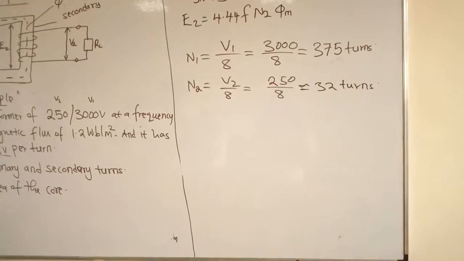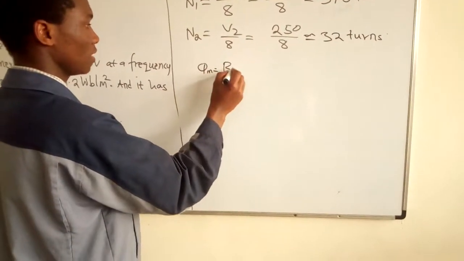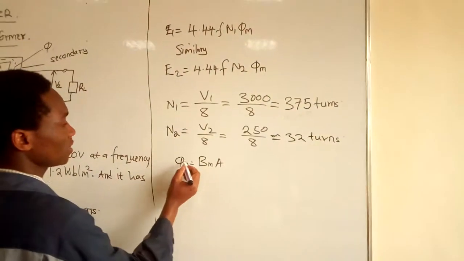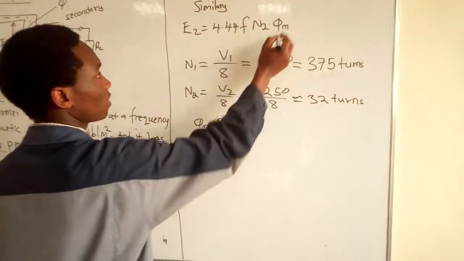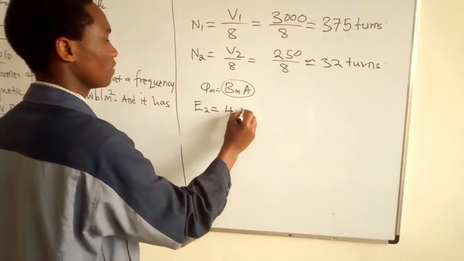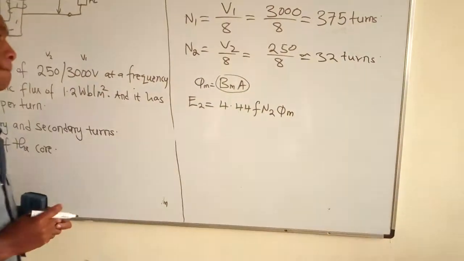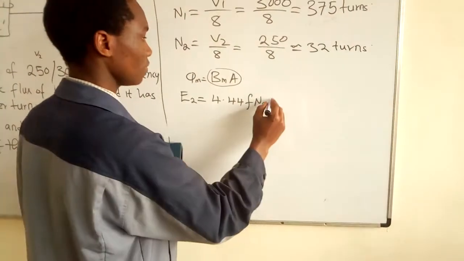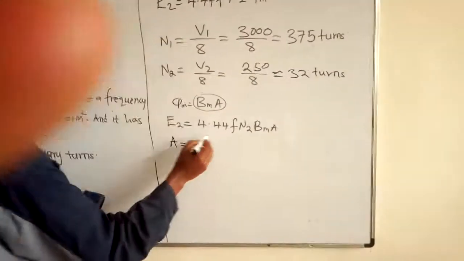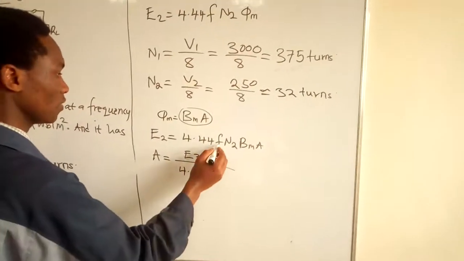And so we want to calculate the area. Then phi is given by Bm A. So from our equation, we can replace phi m as Bm A. So E2 is given by 4.44 f N2 Bm A. So making A the subject of the formula, A is given by E2 over 4.44 times frequency.